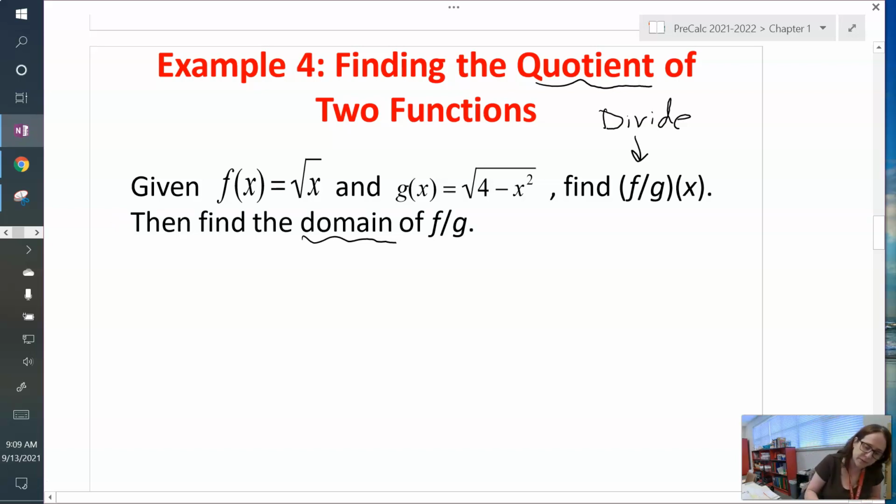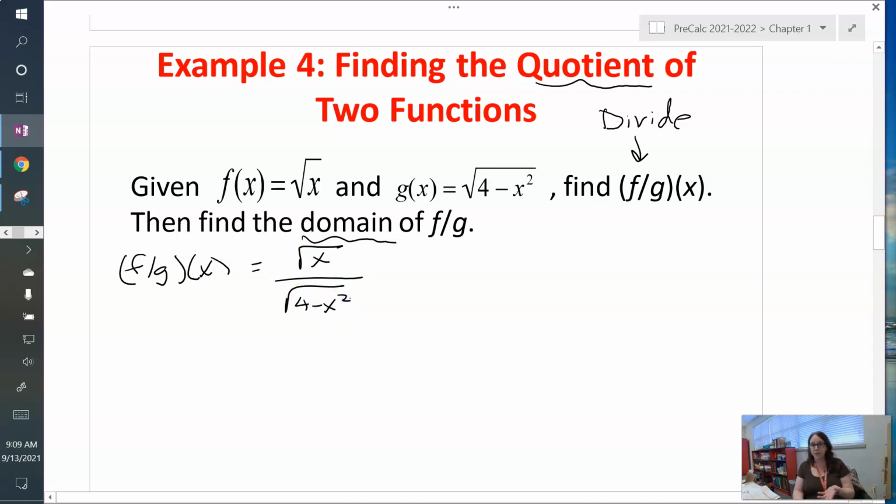So given f of x equals square root of x and g of x is 4 minus square root of x, we're going to do f over g of x. So that equals square root of x over square root of 4 minus x squared. That part's the simple part. Now let's get the domain.